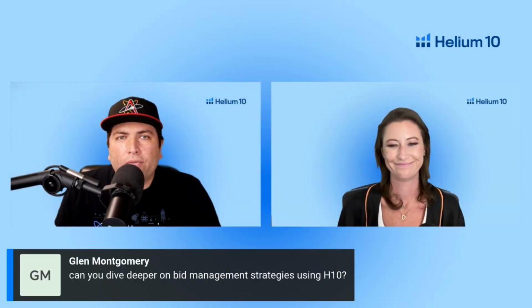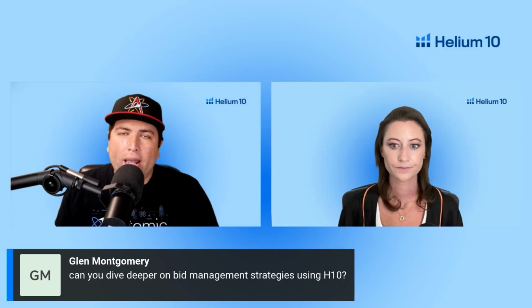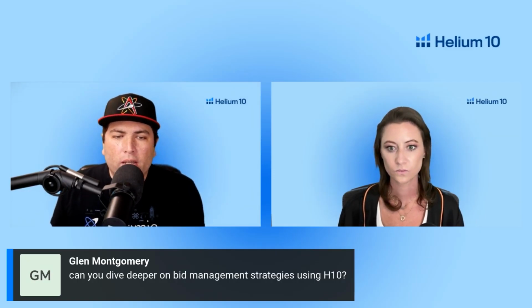Can you dive deeper on bid management strategies using Helium 10? So, we didn't always have this. It was almost fully powered by AI. It was just based on, hey, what's my target ACoS? And then our AI would help you with that. But now we've got this custom bid rules that people can set up. What do you like about that, Destiny? What part of that do you think sellers should be leveraging, those who are using Atomic?